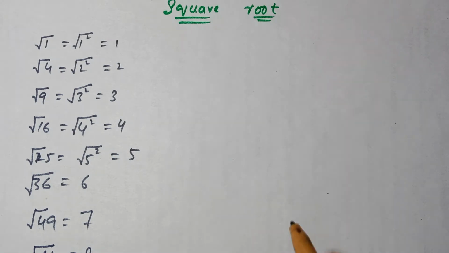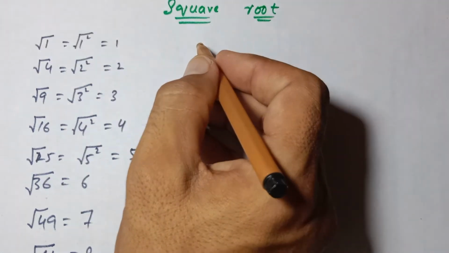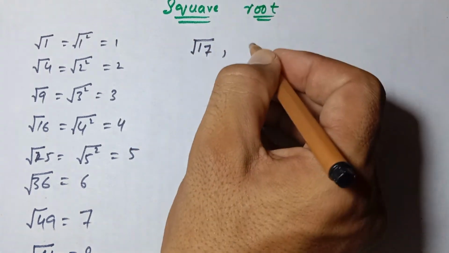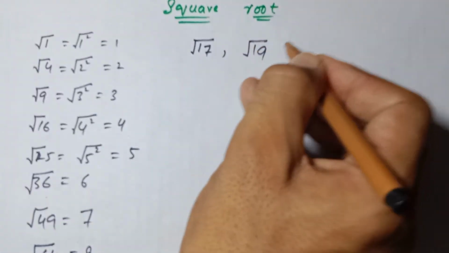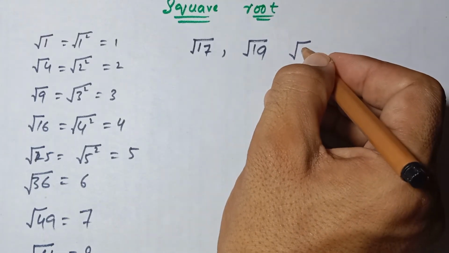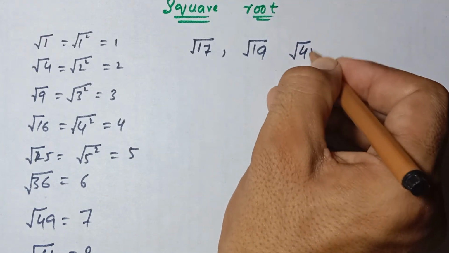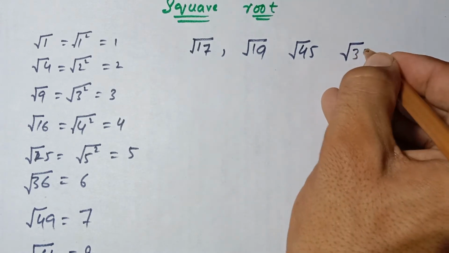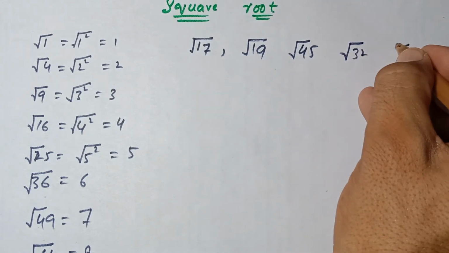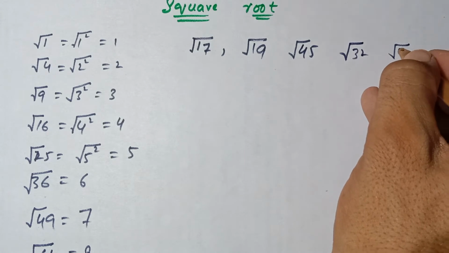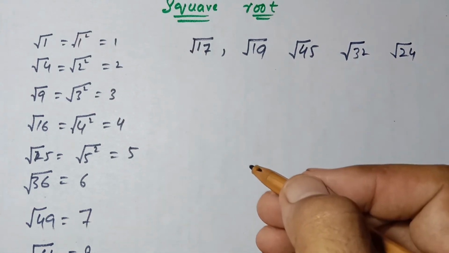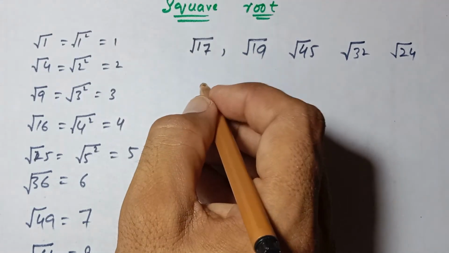So how can we find the square root of a number which is not a perfect square? For example, we can find the square root of 70, the square root of 19, the square root of 45, the square root of 32, and the square root of 24. So how can we find the square root of these numbers which are not perfect squares?